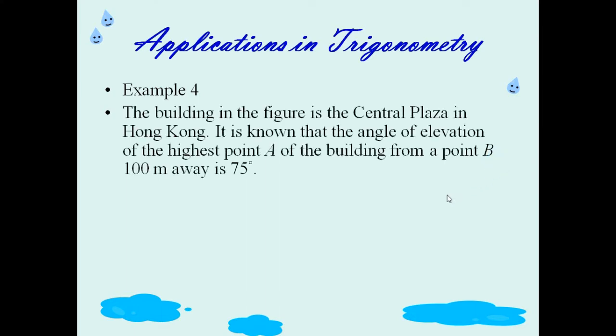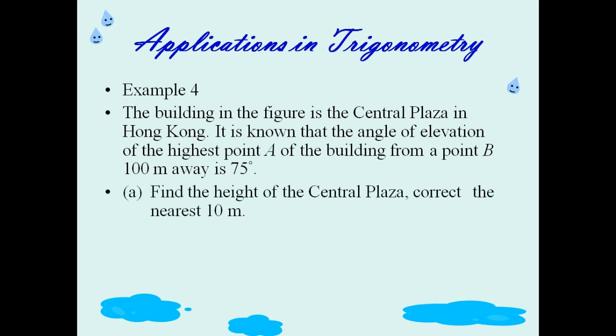the Central Plaza in Hong Kong, it is known that the elevation of a point A of the building from a point B, 100 meters away, is 75 degrees. That means the angle of elevation from the observer B to the top of the building is 75 degrees. You will want to find the height of the building, correct to the nearest 10 meters.